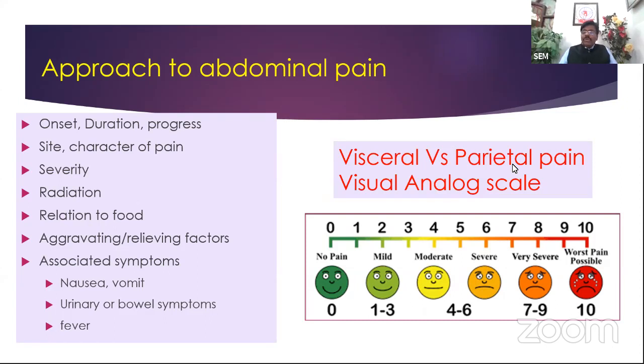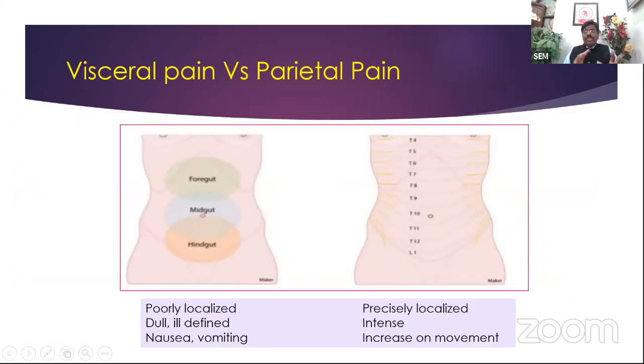So once you've taken all those things, what do you do? This picture I have already shown you several times. Abdominal pain due to foregut, the peptic ulcer is here, appendicitis is here, cystitis is here. They are all poorly localized, ill-defined, associated very often with nausea and vomiting. Whereas parietal pain is usually on the dermatome pattern. You should know the dermatome pattern. D10 is the umbilicus. Above that you know the dermatomes, below that you should know.